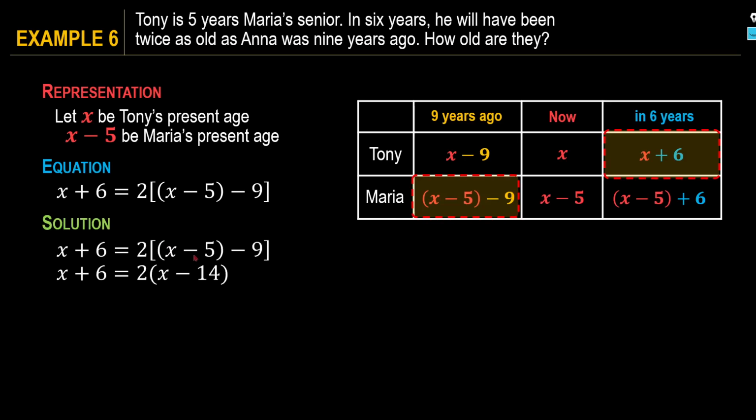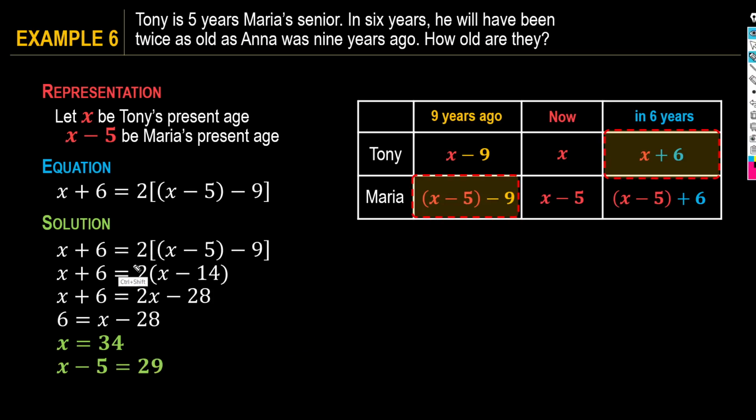I'll leave the simplification to you, but you should get x to be 34. Do we stop there? No, the question is how old are they? So, you also evaluate x minus 5. That gives you 29. Does it work, sir, in the context of the problem? Look at this. 34 si Tony yan. Di ba? X si Tony.